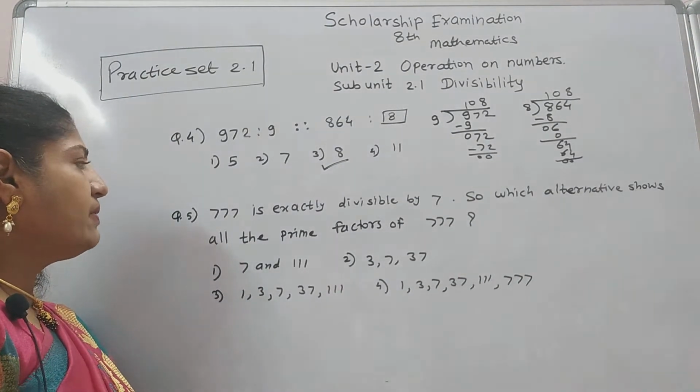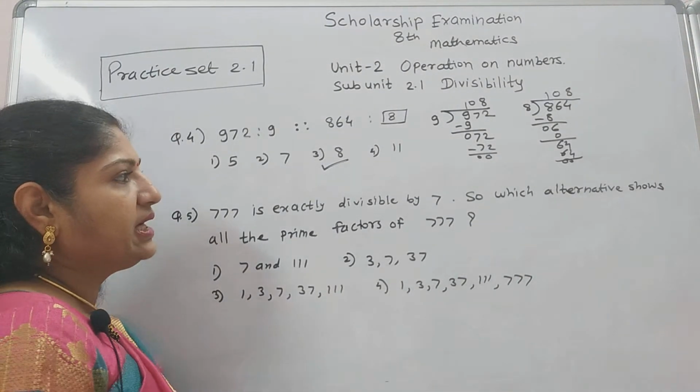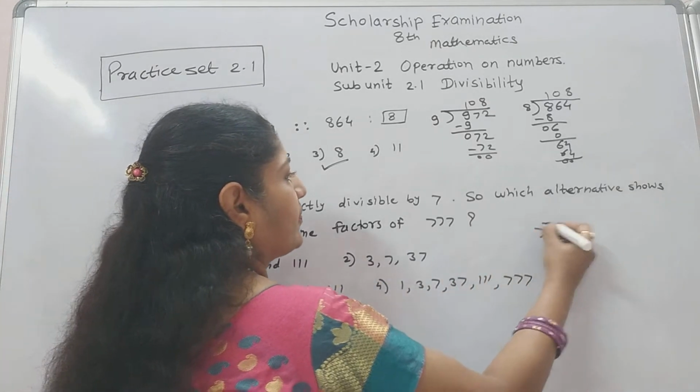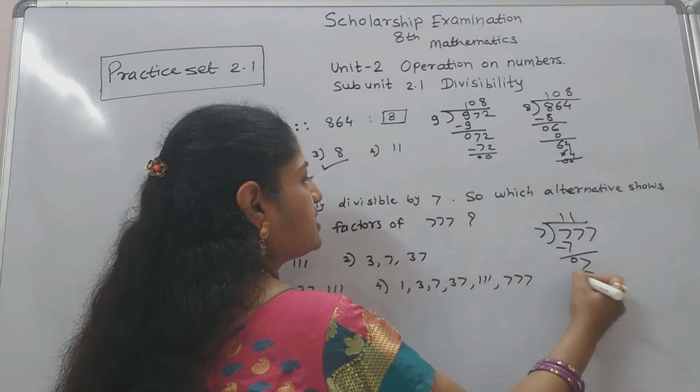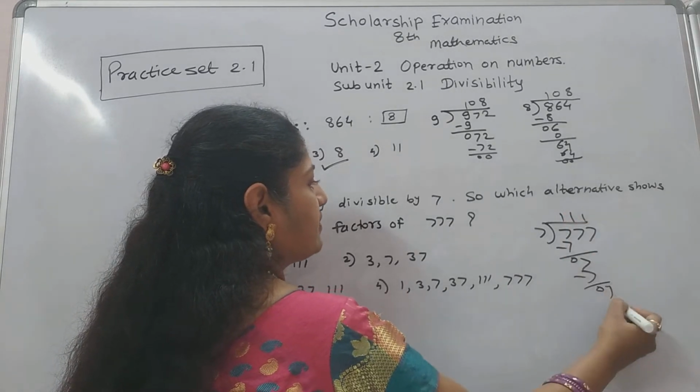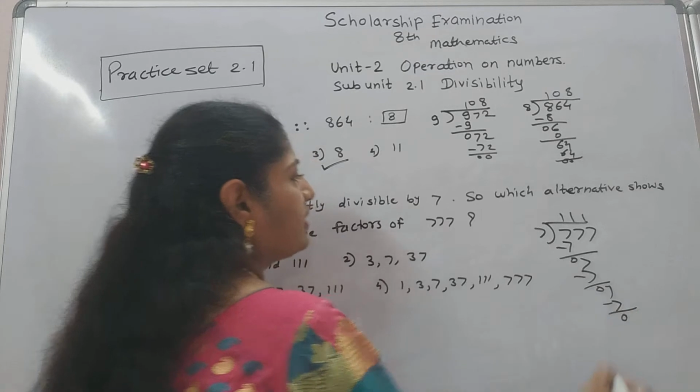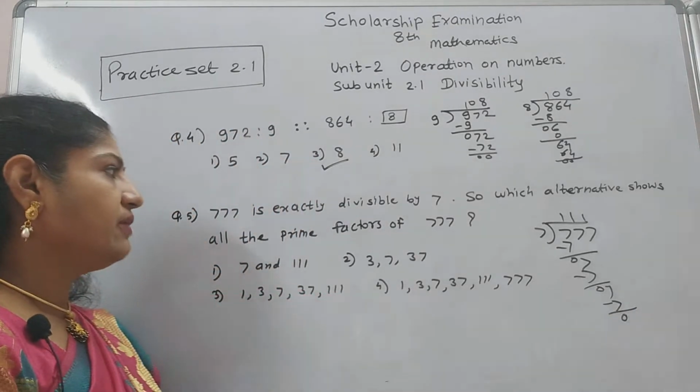Next is: 777 is exactly divisible by 7. 7 ones are 7, 7 ones are 7, 7 ones are 7. 777 is exactly divisible by 7.